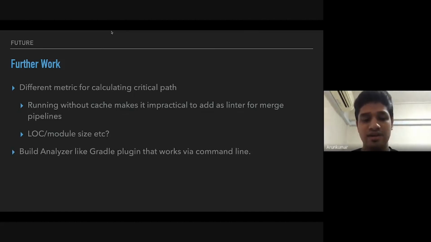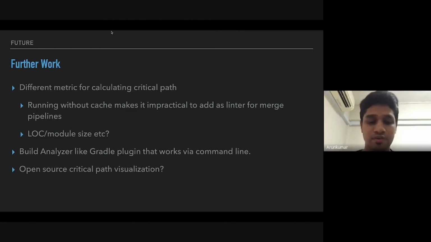Build Analyzer currently is heavily tied to Android Studio. I do wish it was built as part of the Gradle plugin, and that works via command line, so that we can report it somewhere. I do have interest in building some Gradle plugin that can be applied on any project that can print out the critical path execution time, but it depends upon this. So we are considering open sourcing this critical path visualization, but no updates on this yet. But this is something that we would like to be doing.